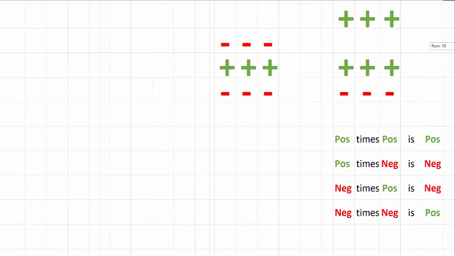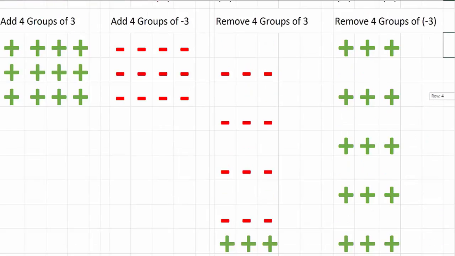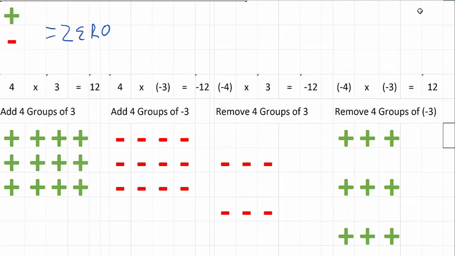So in summary, we know that a positive times a positive is a positive, positive times a negative is a negative, and you can read the rest of those, and we've demonstrated those all clearly using the tiles.